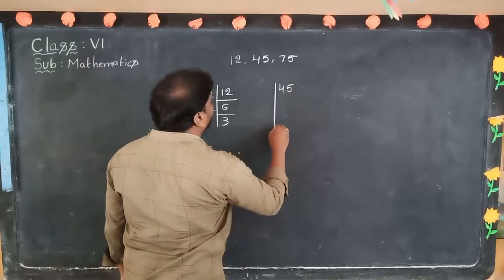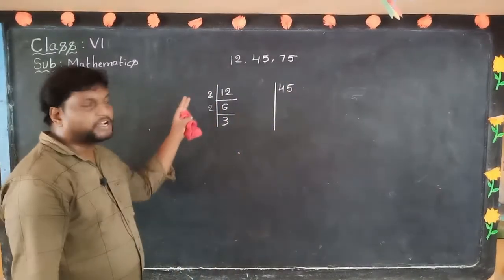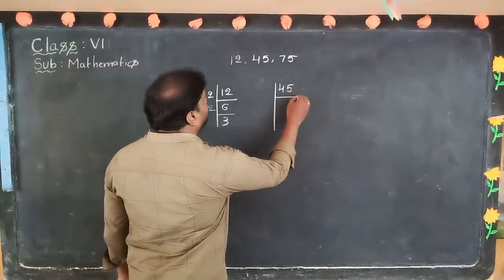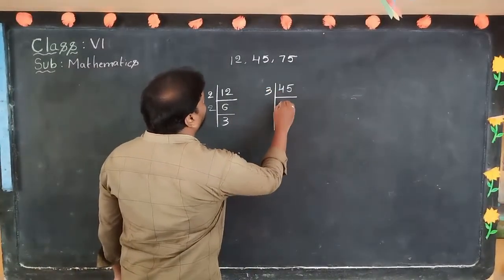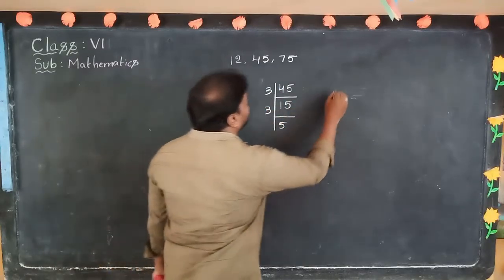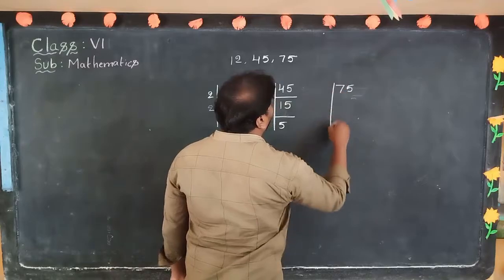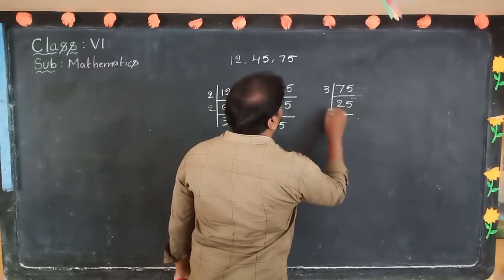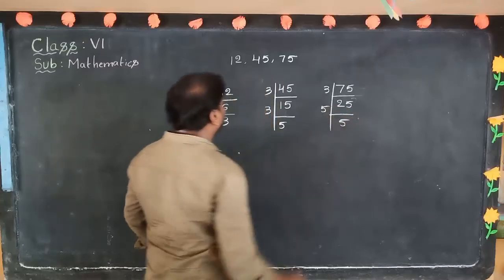12 is an even number, that's why it's possible with 2. Then 45 is an odd number, that's why it's not possible with 2. Then we'll go with 3: 3 times 15, 3 times 5. Next, 75 is also an odd number, not possible with 2. 3 times 25, 5 times 5.